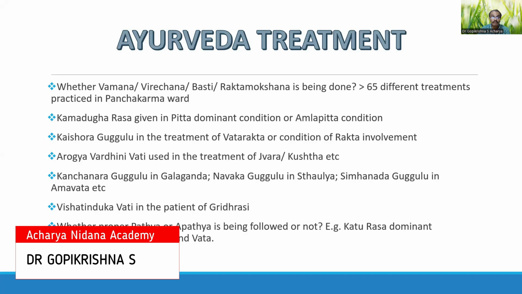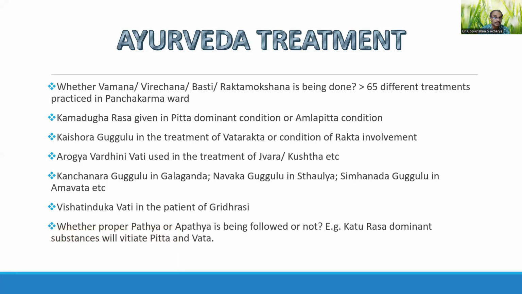Virechana is practiced when the person is suffering from a Pitta dominant disease. Basti is given when the person is suffering from a Vata dominant disease. And Nasya, when the person is suffering from a disease related to the ENT section or eye section. So this may give a rough indication of why they are being given this kind of treatment.